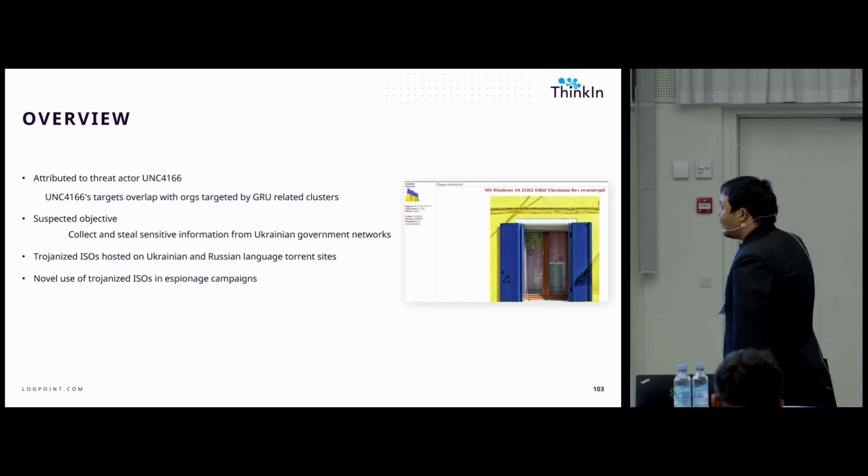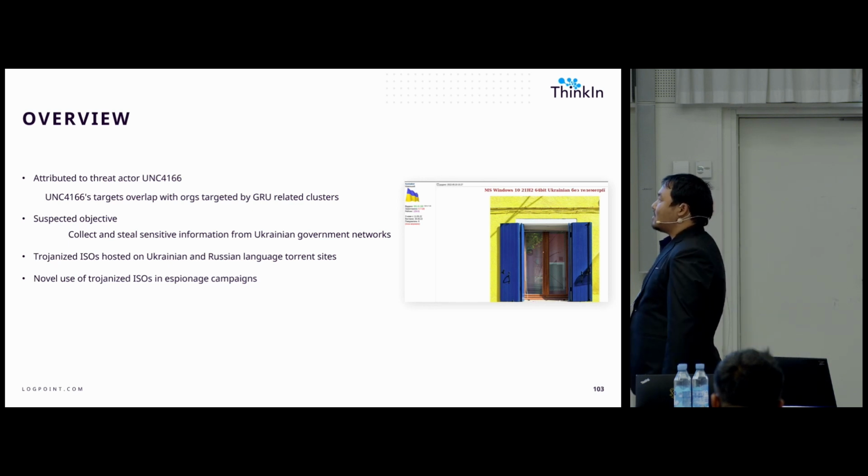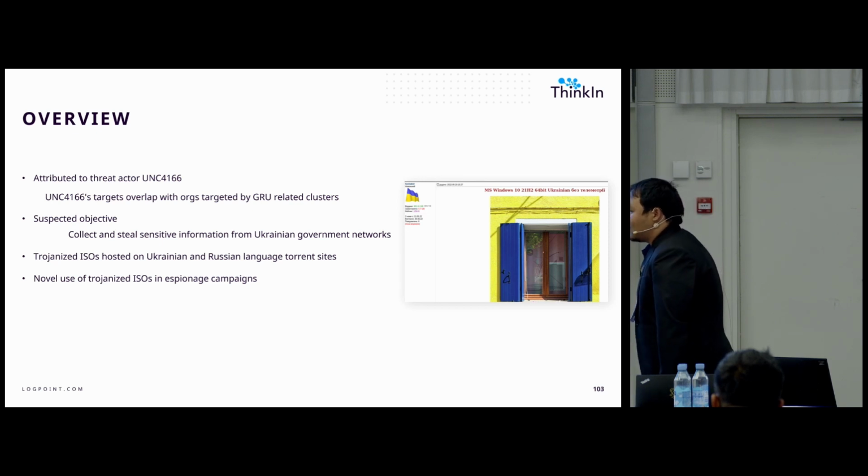What the threat actors did was trojanize the Windows 10 installers and distribute them on Ukrainian and Russian language store sites. This is the first occurrence that Mandiant has seen where threat actors have used trojanized ISOs for espionage campaigns.